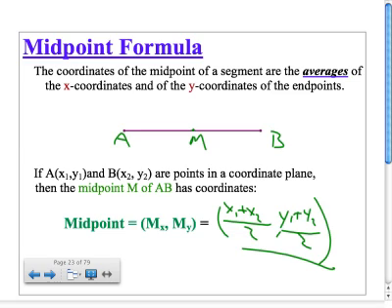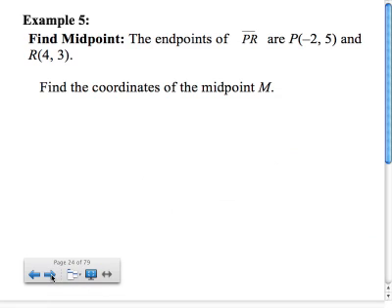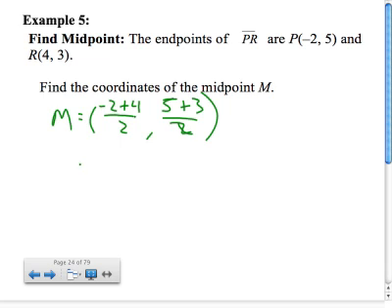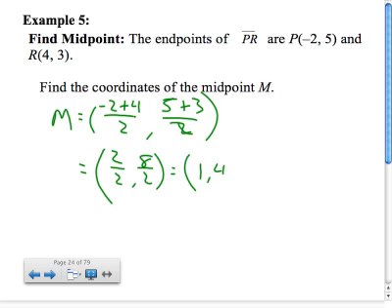Some people choose just to memorize this formula. You can do that. I always just say average your x's, average your y's for the midpoint. It says the endpoints of PR are (-2, 5) and (4, 3). Find the coordinates of the midpoint. Pretty straightforward. Midpoint equals average the x's, -2 plus 4 over 2. Average your y's, 5 plus 3 over 2. That's 2 over 2 and 8 over 2, which is (1, 4).